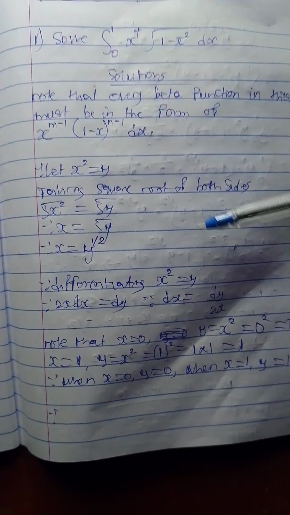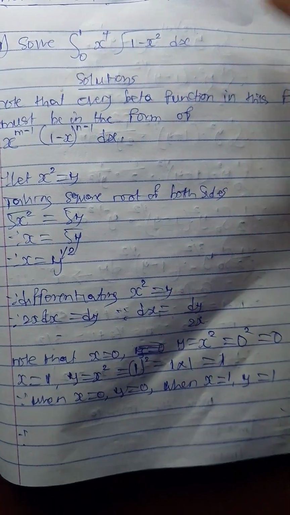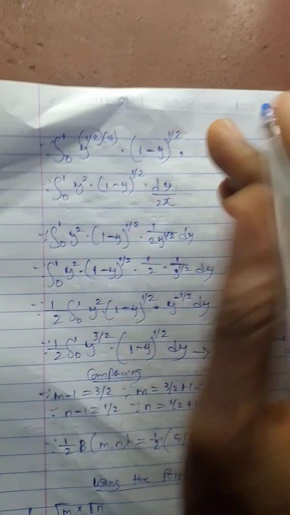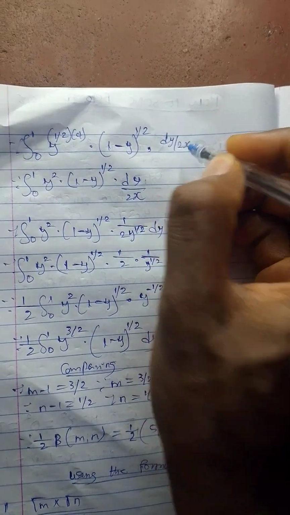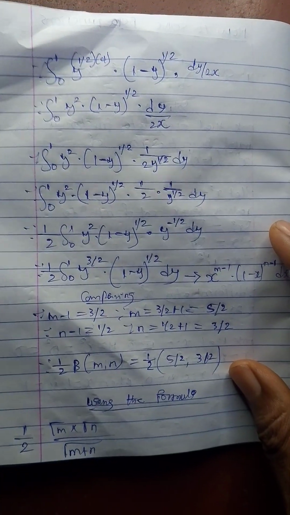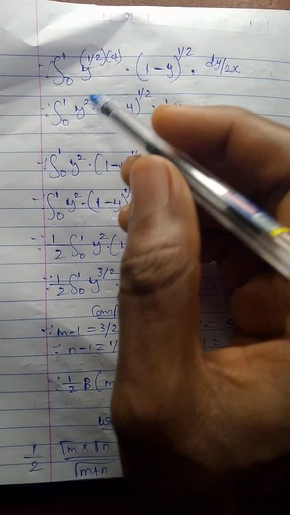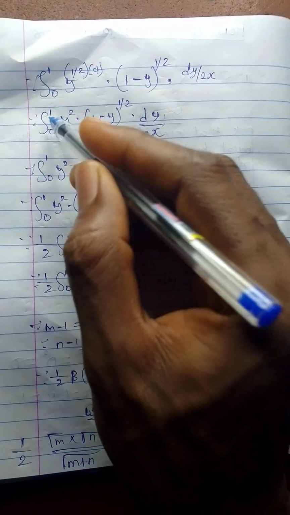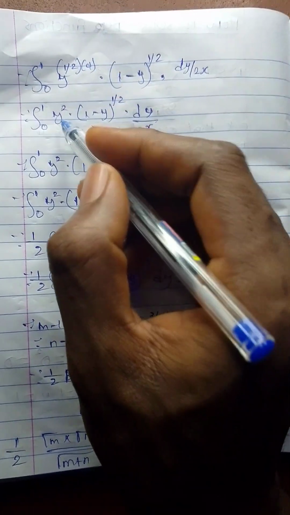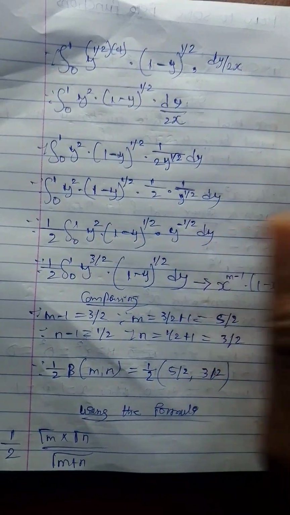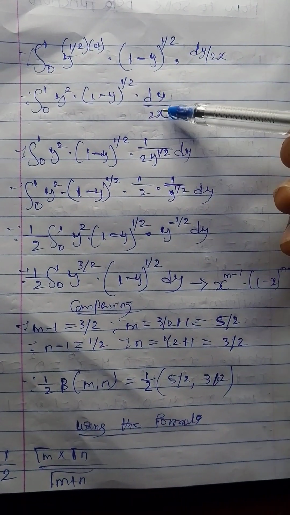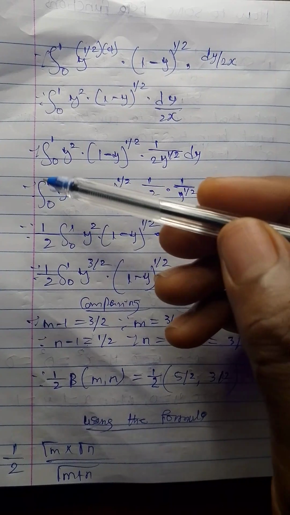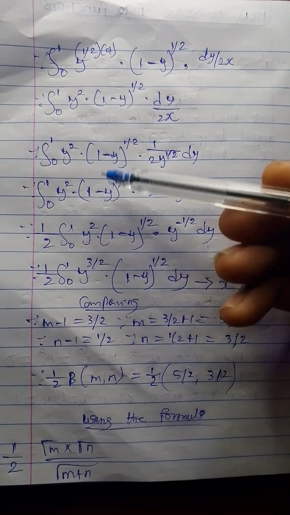What's my ds? My ds here is dy over what? 2x, right? So that becomes dy over 2x. So what next? Let's continue. So we have the integral from 0 to 1. Half times 4 is the same thing as y raised to the power, that is y squared, right? Dot bracket 1 minus y raised to the power half, dot dy over 2x.